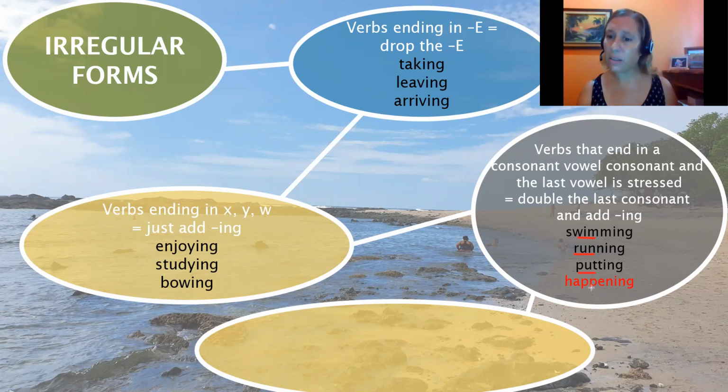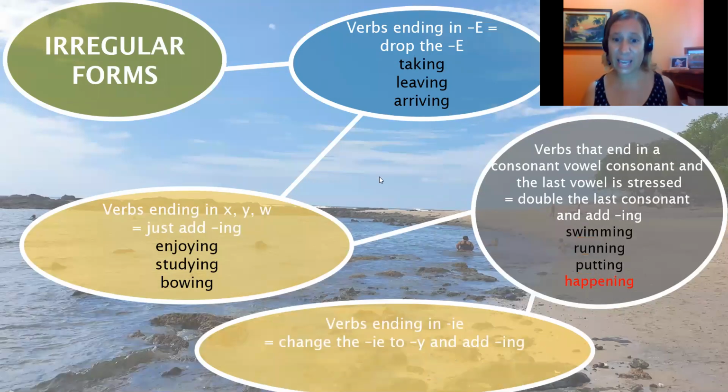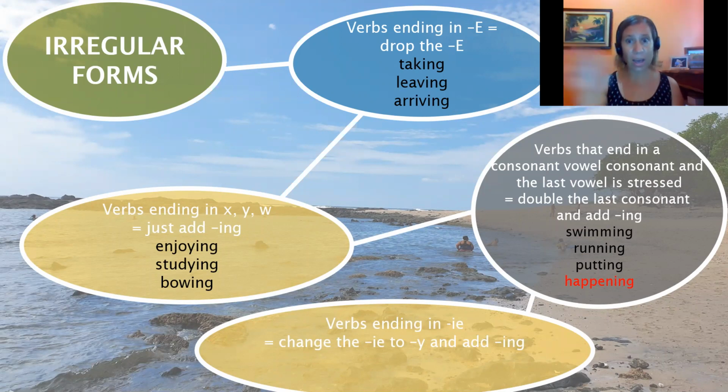Now, happening, consonant, vowel, consonant, happening. The stress is on the first syllable, so we can't double the last letter. And then for verbs that end in IE, change the IE to Y and add ing. So if it just ends in Y, it's not irregular. If it ends in IE, it is dying, lying.